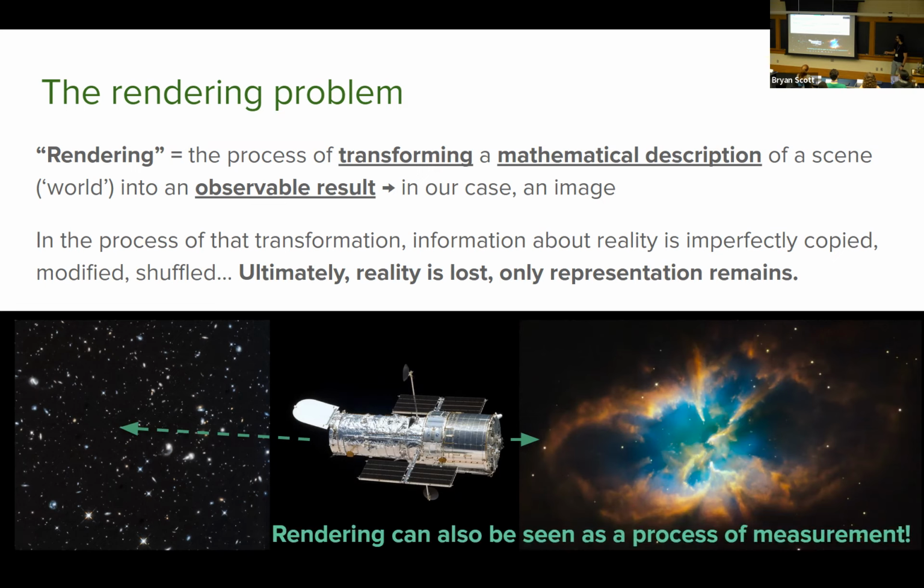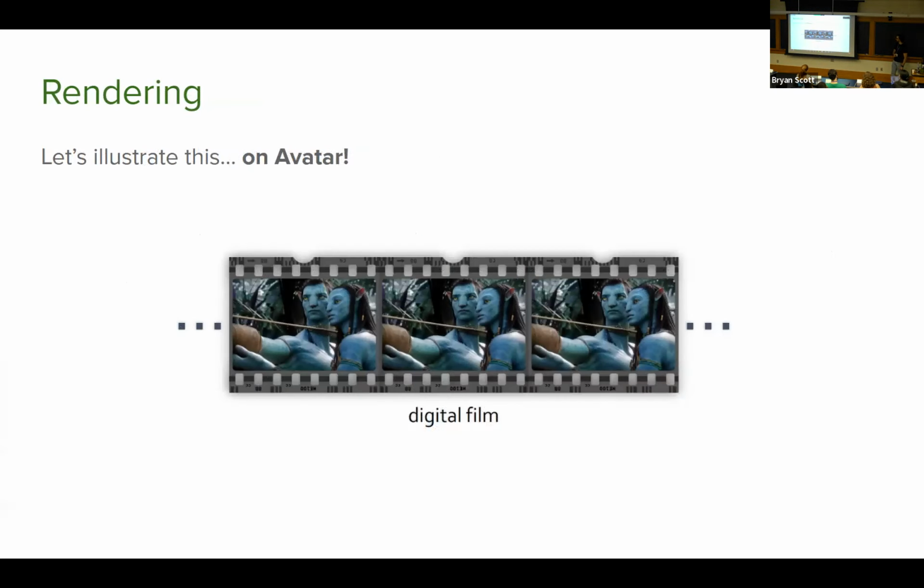Rendering can also be seen as a process of measurement. So if I have a scene, it can be this room, or it can be a little piece of simulated yellow jelly, weird thing. You can think of the process of rendering as transforming that data into a visualization by the process of measurement. So how much light, how much radiation is coming from that object. And so I want to illustrate how the pipeline goes on a movie.